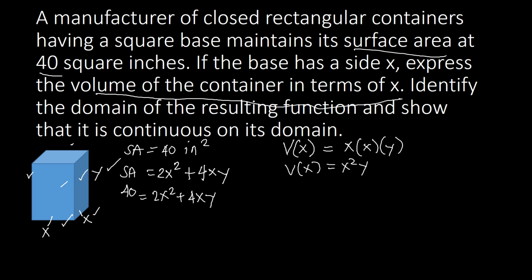Now, since we want to express our volume in terms of x, we will no longer be seeing a y here. So going back to the surface area, we have our y there. So we will be solving y in terms of x. Noticing 40, 2x squared, and 4xy, we've got a common factor, which is 2, so we divide each of the terms by 2. 40 divided by 2, that's 20. That's equal to 2x squared divided by 2, that's x squared, plus 4xy divided by 2, that's 2xy.